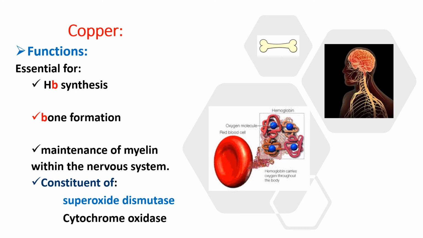Also, it is a component or constituent of several enzymes, among which is superoxide dismutase. This enzyme is very important in antioxidant activity, superoxide dismutase, and also cytochrome oxidase. So copper is a very important constituent of superoxide dismutase and cytochrome oxidase. The superoxide dismutase is very important concerning the antioxidant activity. So again, copper is important in bone formation, in hemoglobin synthesis, maintenance of the myelin sheath in the nervous system, and lastly, as a component of superoxide dismutase and cytochrome oxidase.